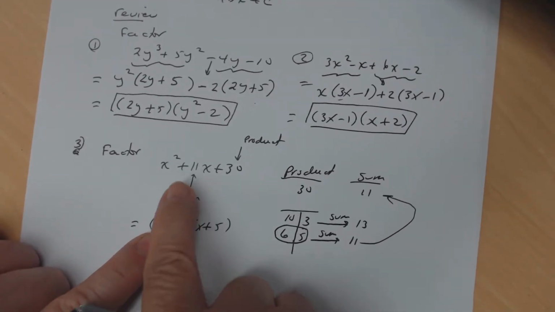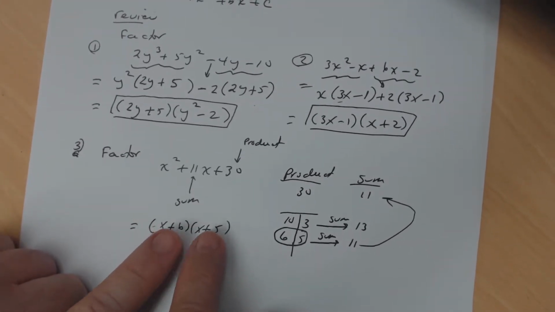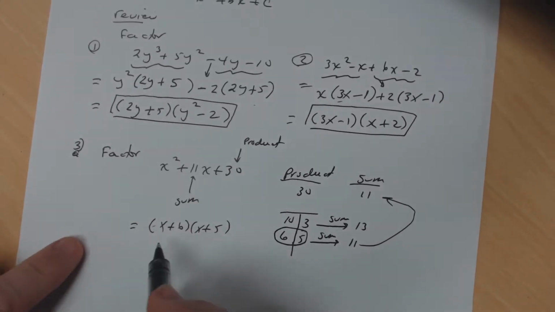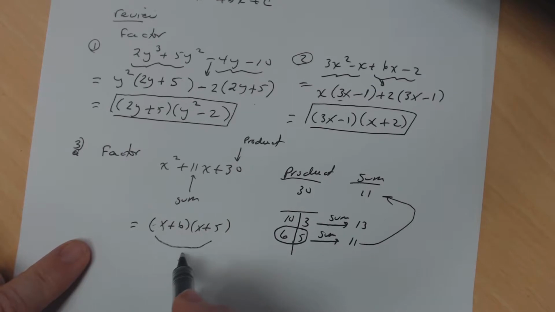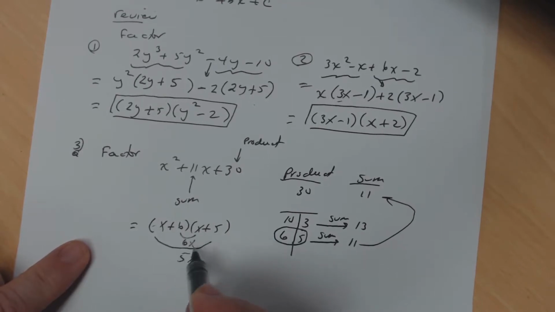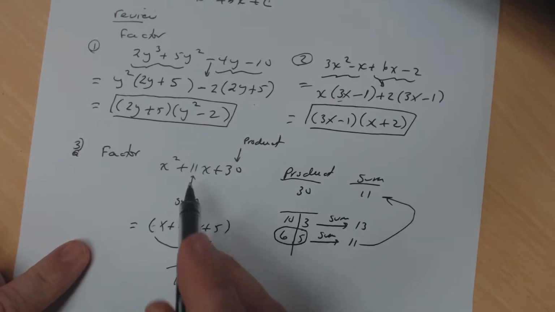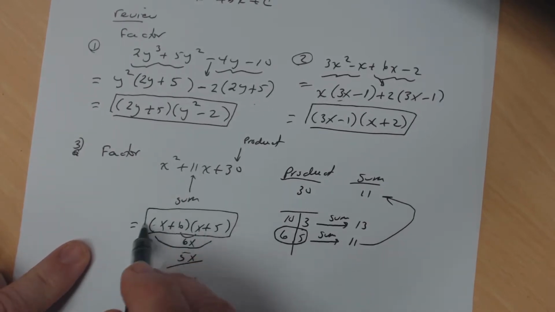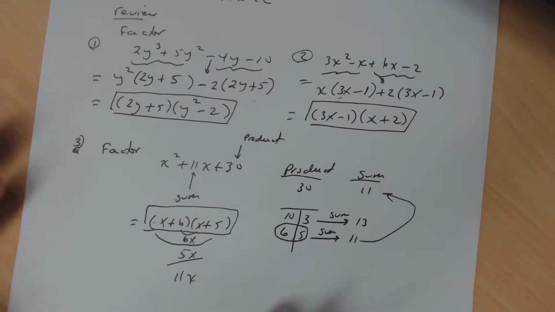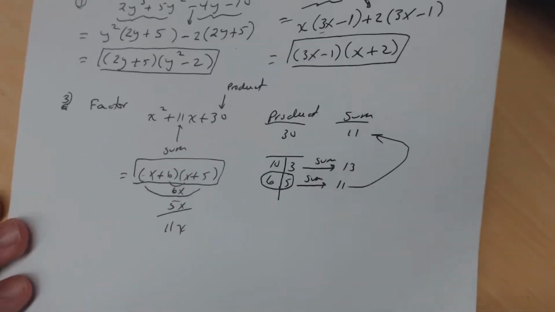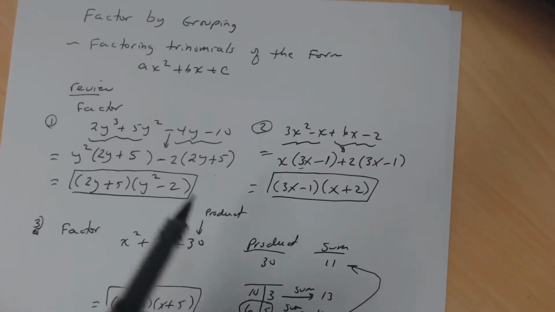x times x is x squared. The last, a positive 6 times a positive 5 is 30. Okay, now let's check the outer and the inner. The outer is 5x, the inner is 6x. And when I combine like terms, I get 11x, which is what I wanted. So that's the answer.